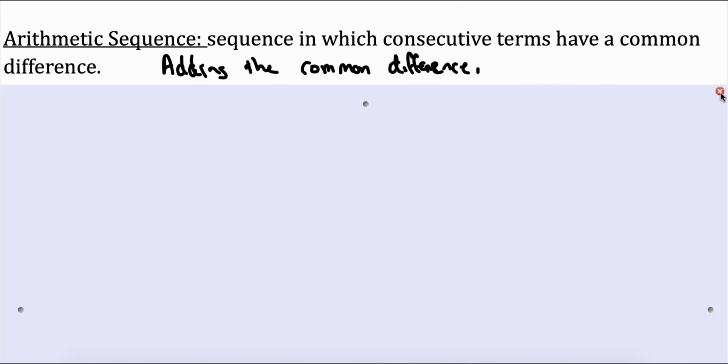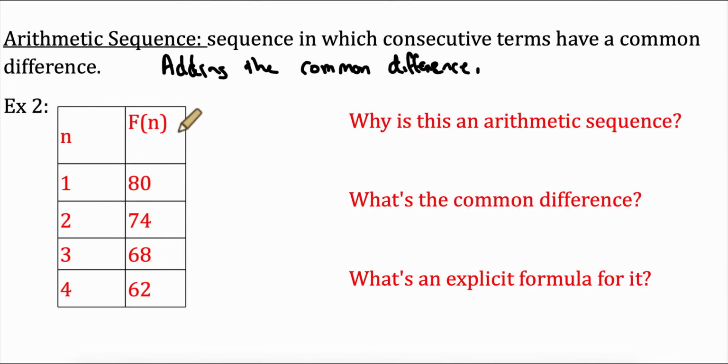So what I'd like you to do right now is pause the video and try to answer these questions here, okay? Here's my table. N is 1. The value of 1, this is just function notation. This is y. So f of 1 equals 80, right? The value of the function at 1 is 80. So why is this arithmetic? What's the common difference? And try to find an explicit formula, so find the nth term. Go ahead right now and pause the video.